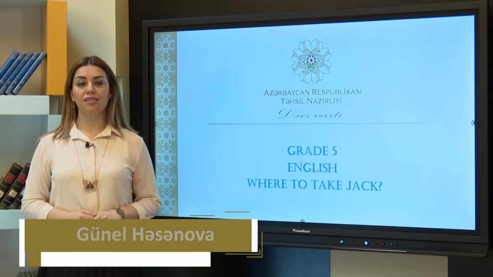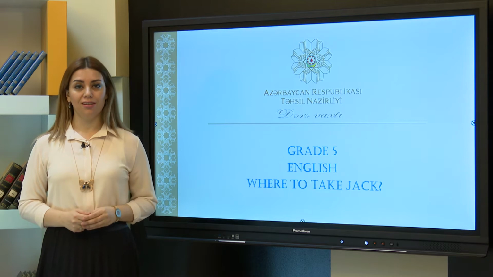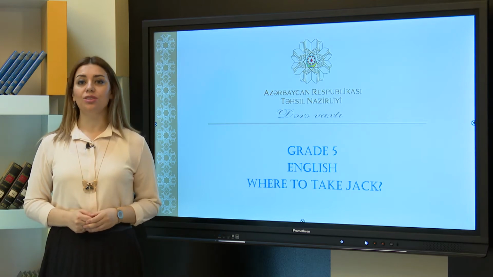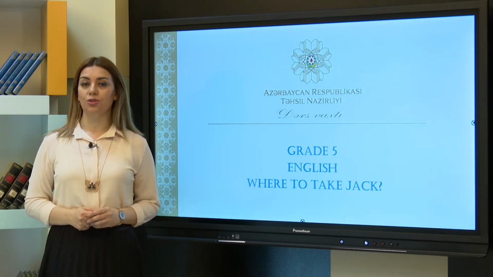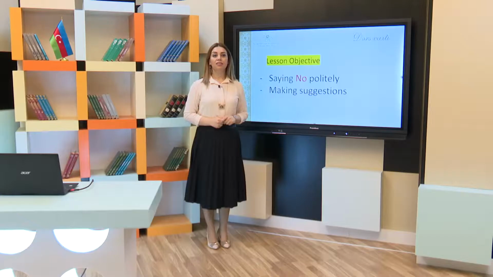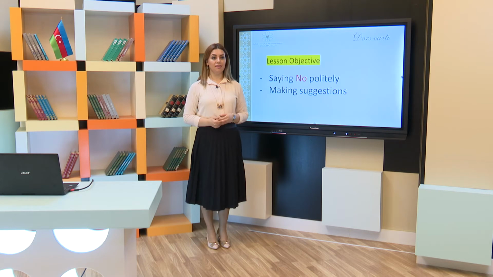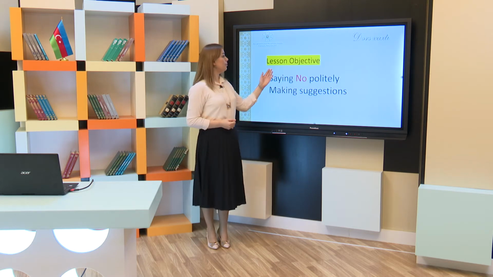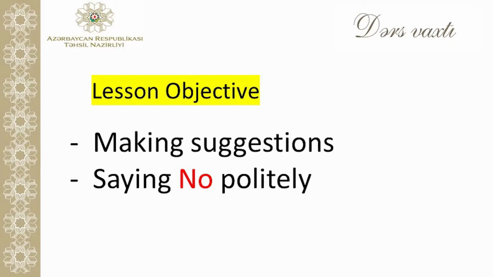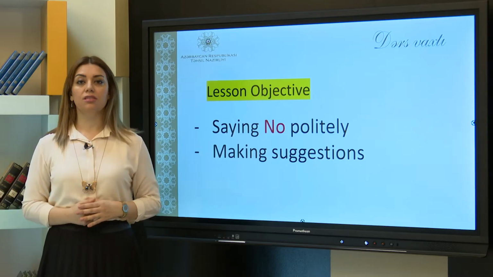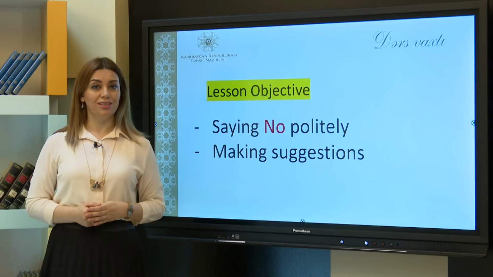Today our unit is called Where to Take Jack, and in this unit we are going to improve our speaking. I'm going to teach you some speaking rules. Let's see what they are. The objective of today's lesson, objective means purpose, aim. The aim of today's lesson is to learn how to say no politely and how to make suggestions. We will develop our speaking by learning these rules.